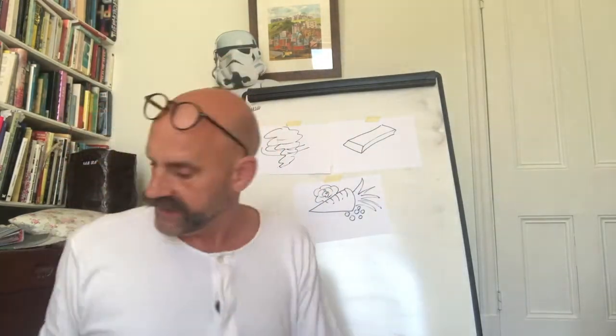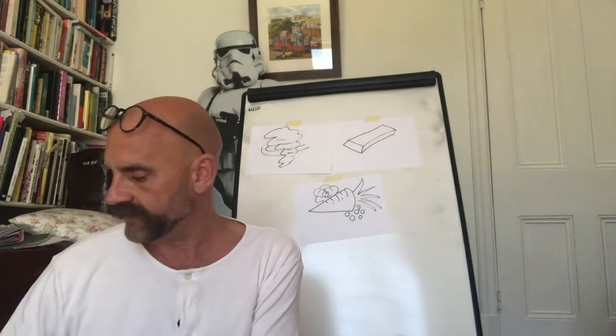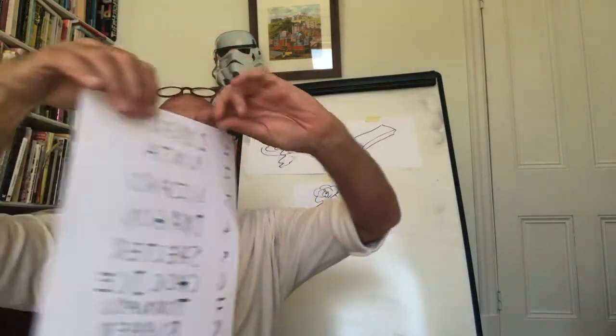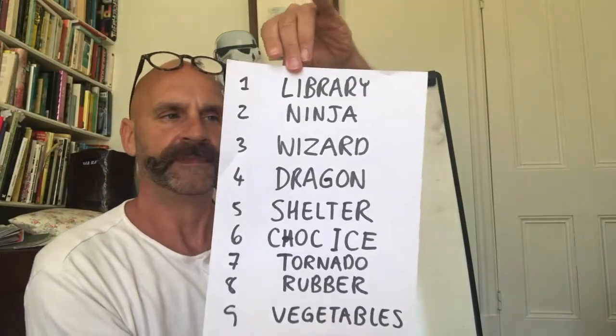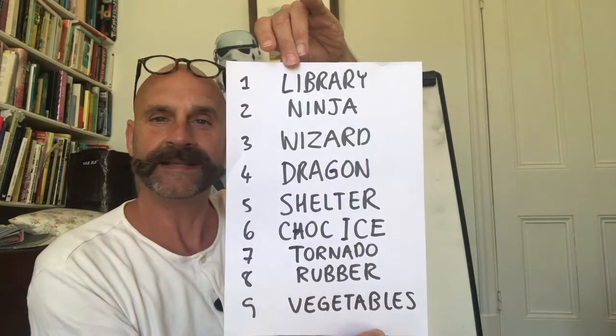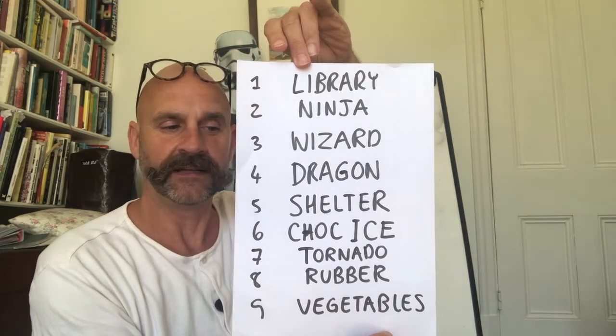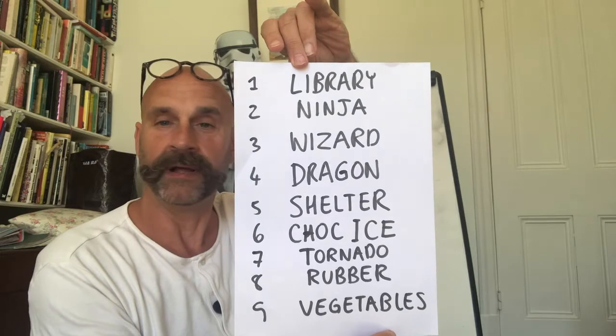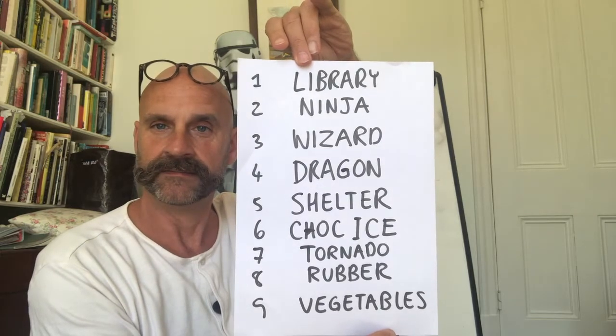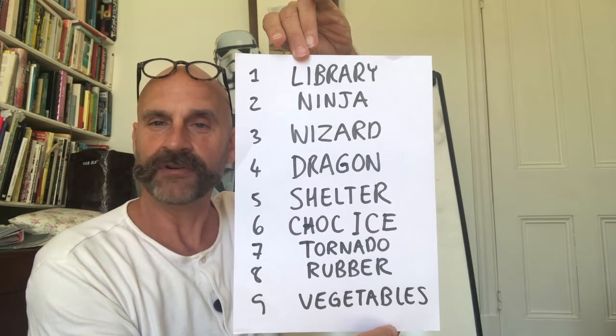Now, if we're going to make a list of those, I'll just show you the list of every element on there. And they were this. So library, ninja, wizard, dragon, shelter, chalk ice, tornado, rubber and vegetables. Okay, so there are your 9 elements.